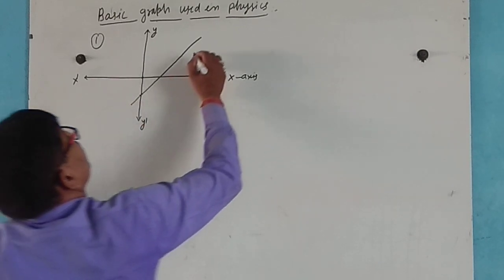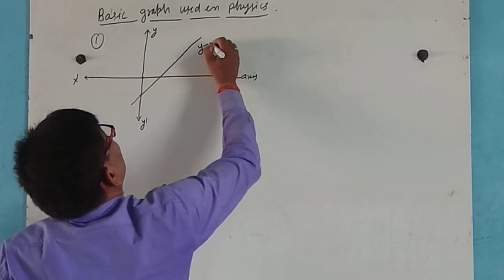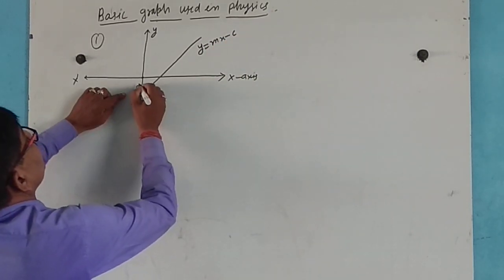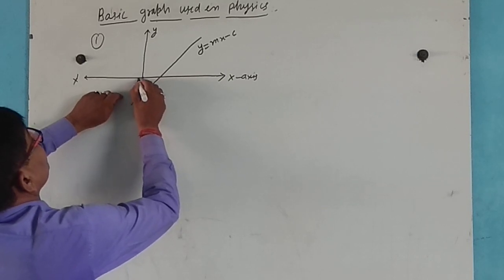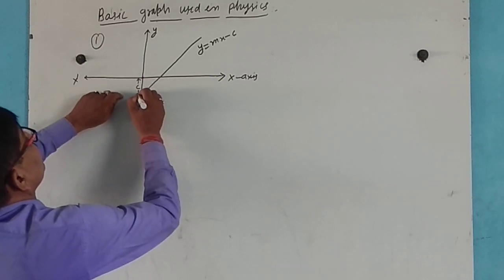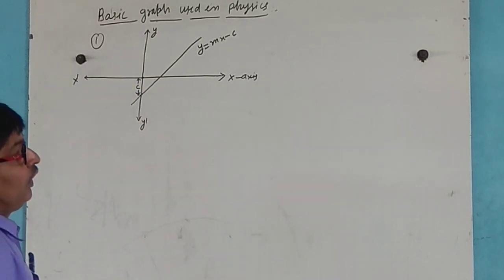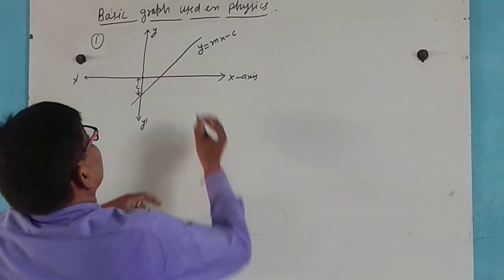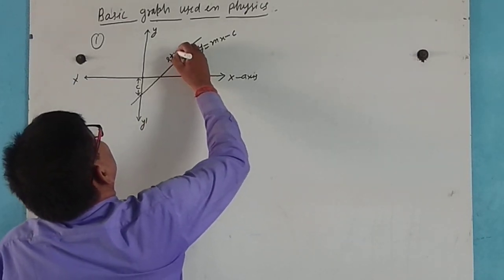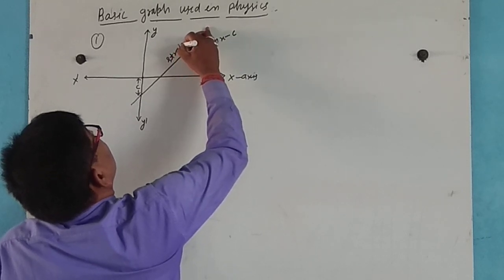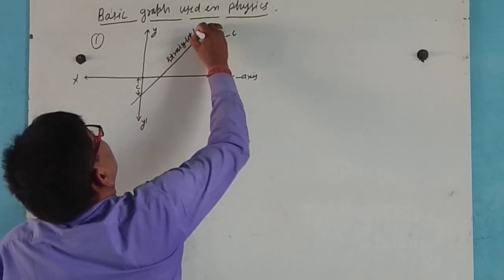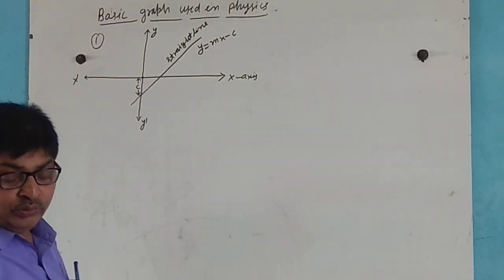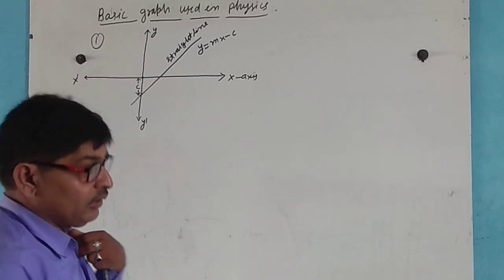The equation of this is y is equal to mx minus c. Here this is equal to c, and m is equal to tan theta. This is a straight line. The equation of this straight line is y is equal to mx minus c.